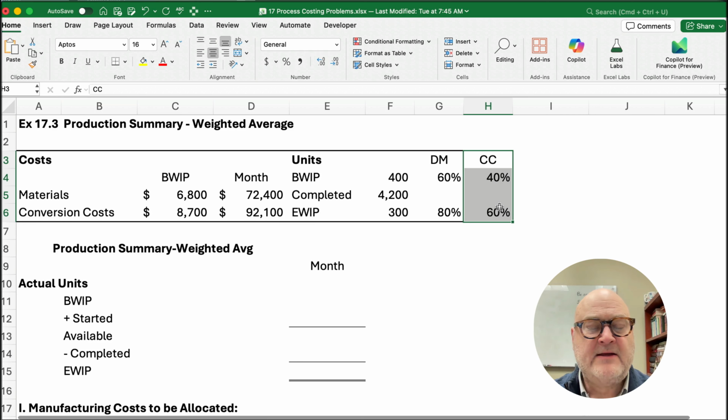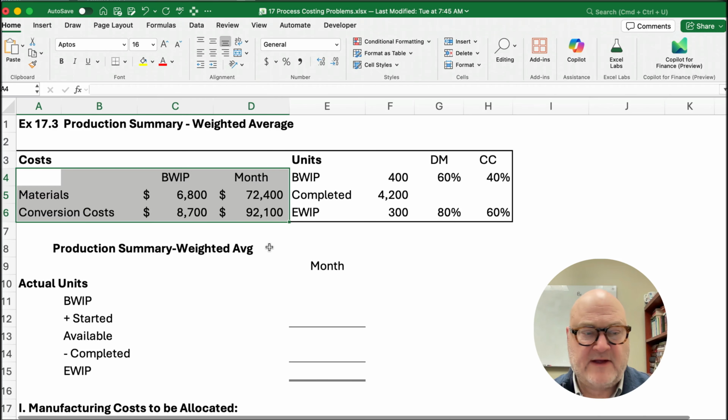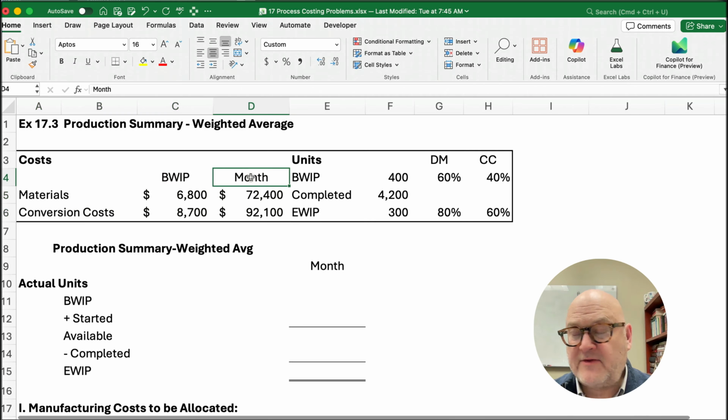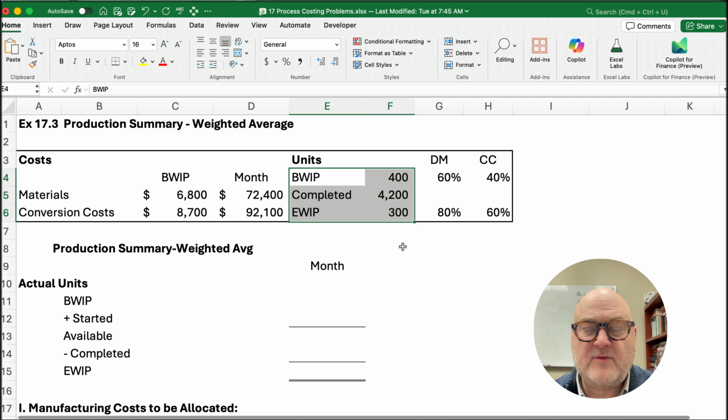So here we have our material cost for beginning work in process and our materials cost for the month, conversion cost for the beginning work in process and for the month. And we could name that month. It could be June or July or whatever. I'm just going to call it month. Just pretty generic. And what we have is beginning work in process, we have units completed, and we have ending work in process.